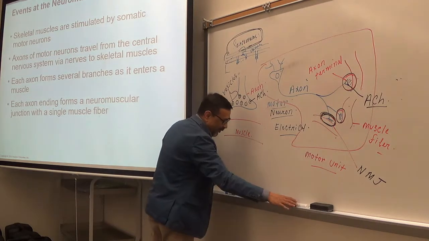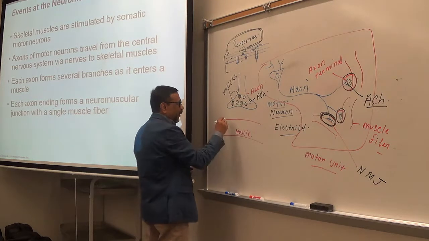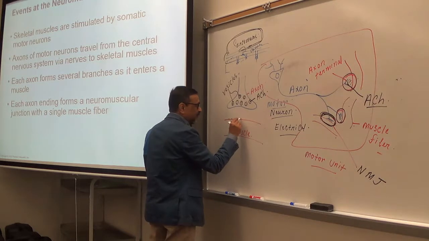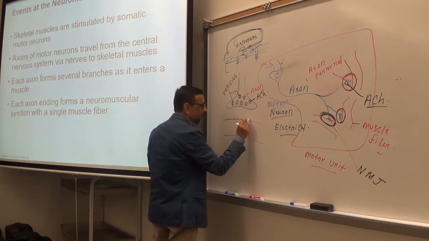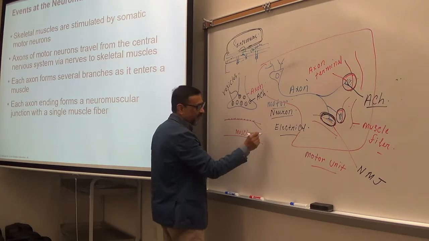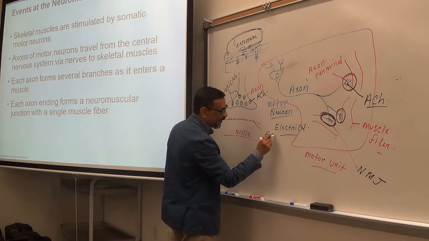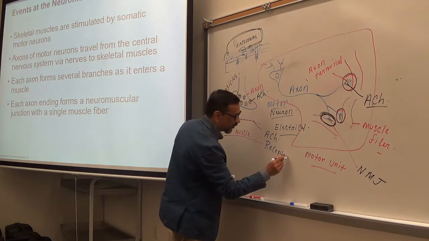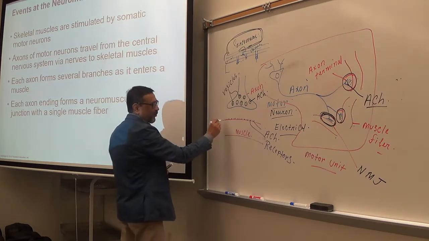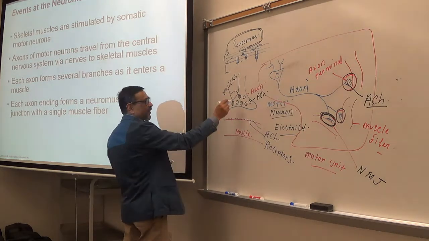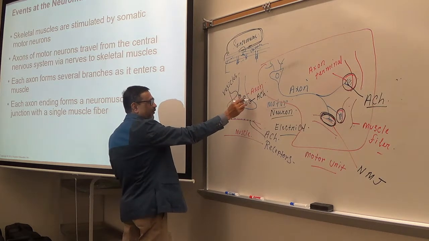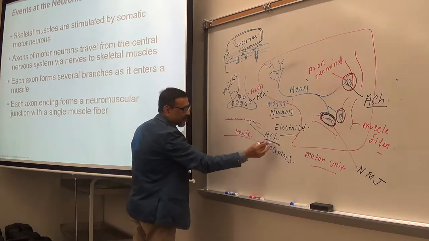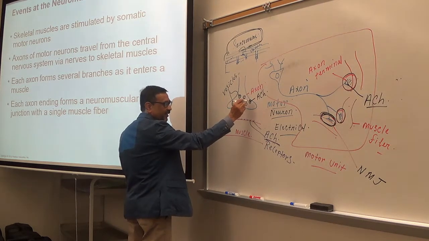And on the muscle fiber, you have receptors. These are what kind of receptors? ACH receptors. Okay, so on the muscle fiber you have many receptors, and in the axon terminal you have many vesicles filled with ACH. And these receptors are ACH receptors. That means receptors for these chemicals.